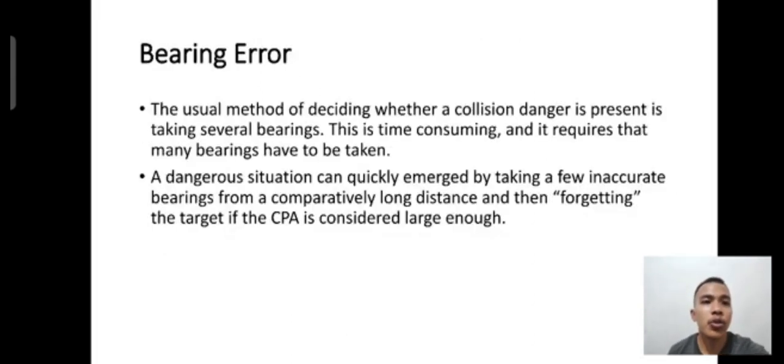Bearing error. The usual method of deciding whether a collision danger exists is taking several bearings. This is time consuming and it requires that many bearings have to be taken. A dangerous situation can quickly emerge by taking a few inaccurate bearings from a comparatively long distance and then forgetting the target if the CPA is considered large enough.